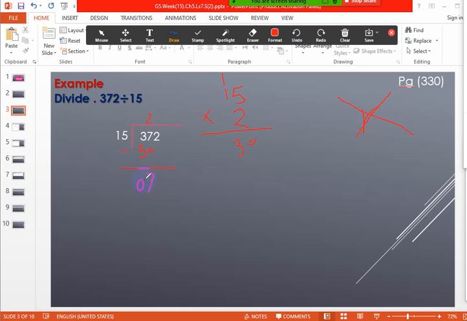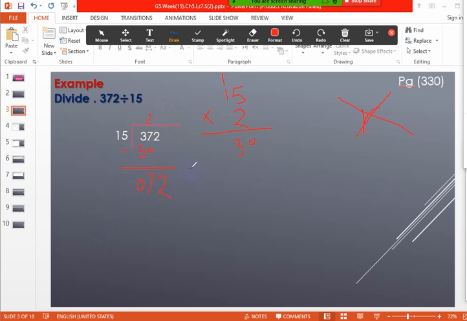Now I will continue, girls. So I will take the 2 and put it next to the 7, so the number will be 72. Now 72 divided by 15 equals what? Okay, very good.